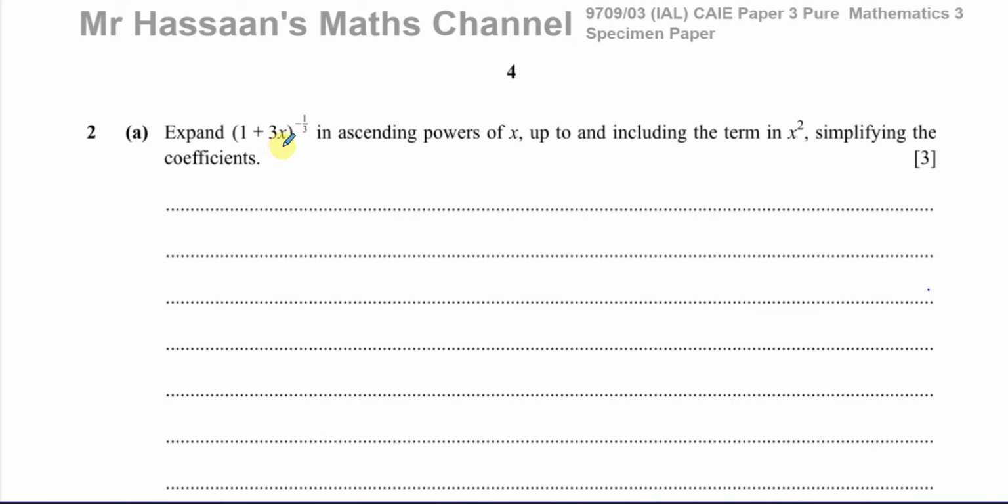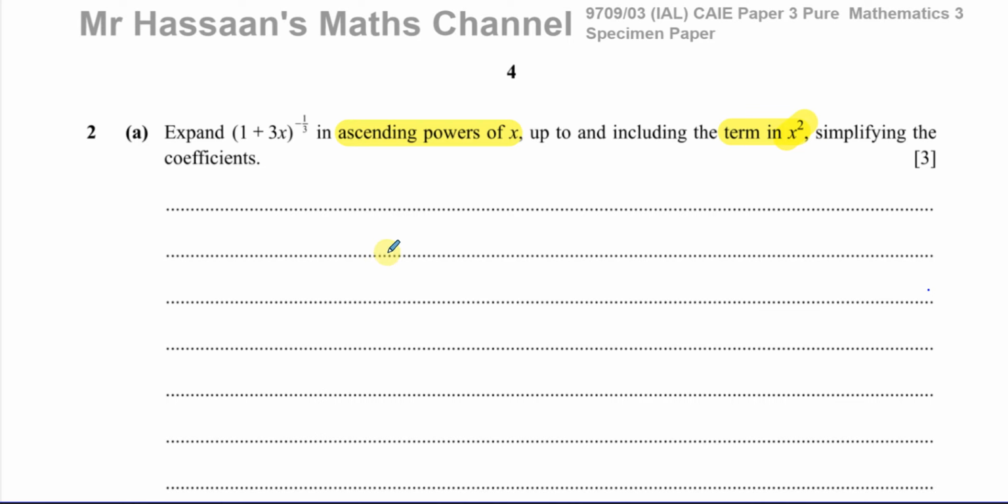It says expand 1 plus 3x to the power of negative 1/3 in ascending powers of x, up to and including the term in x squared, simplifying the coefficients. Okay, so now in P1 of Cambridge, we did binomial expansion, but what you should have noticed is that the power to which the bracket was raised was always a positive integer, a positive whole number, right?